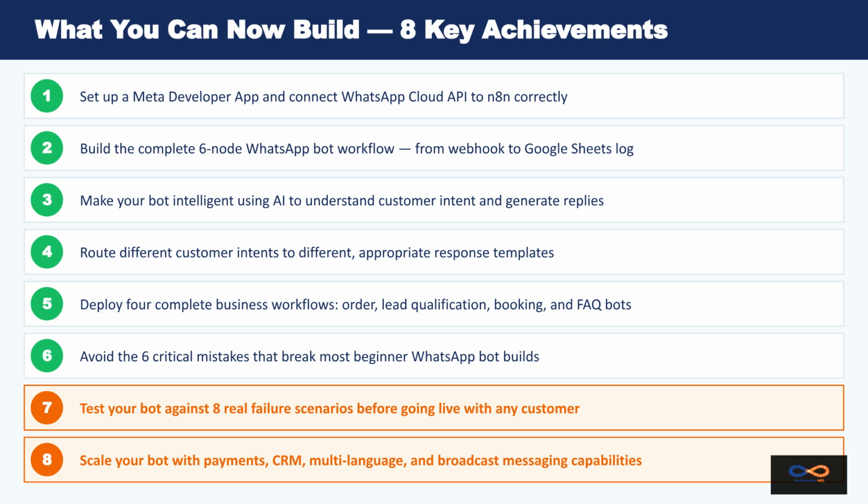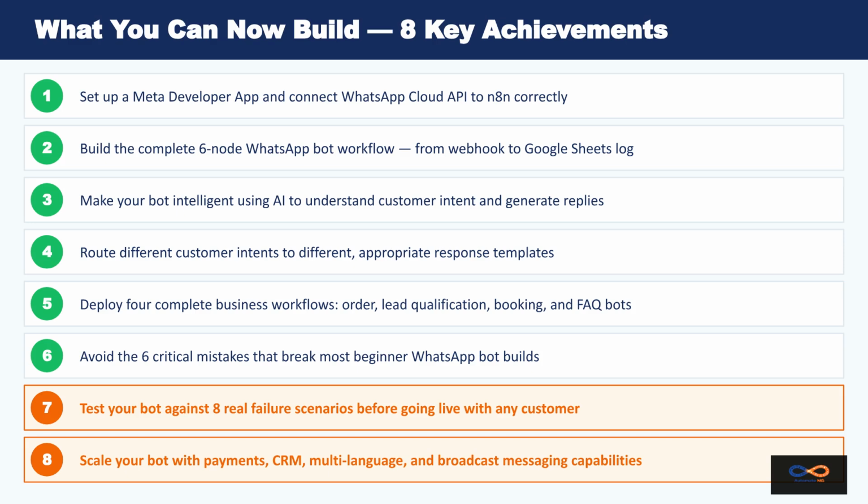8 achievements from this training. You can set up the Meta API correctly. You can build the complete 6-node workflow. You can add AI intelligence to your bot. You can route different customer intents. You have 4 complete business workflow blueprints.